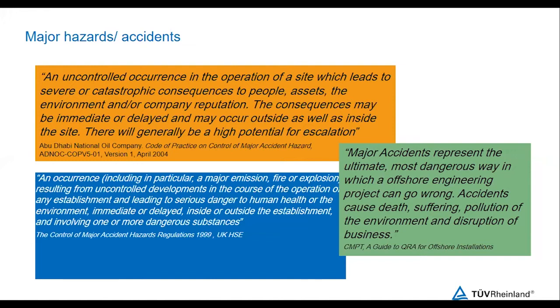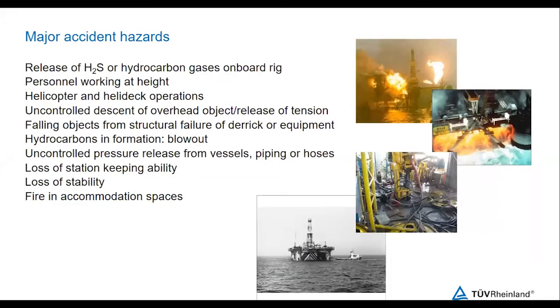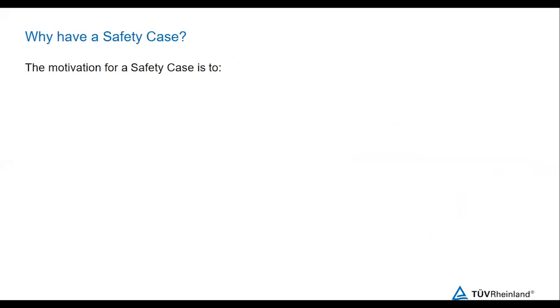Okay, all of us, of course, have an idea about examples of major accidental hazards in our industry. It may be an H2S release, helicopter helideck operations, hydrocarbon ingress or blowout, loss of stability, or fire in accommodation spaces. All of these are examples of major accidental hazards that we need to demonstrate are under control. Therefore, we have the safety case.